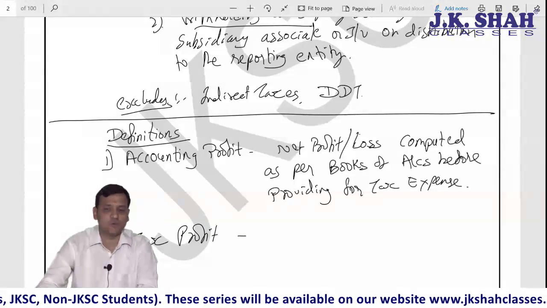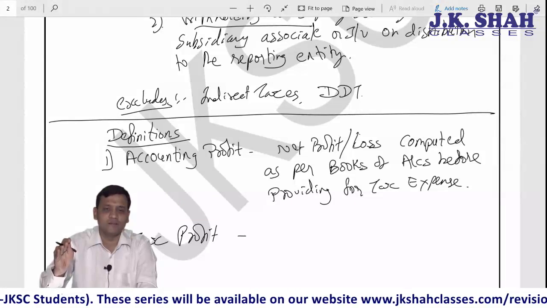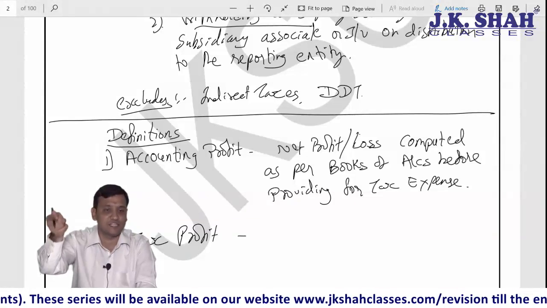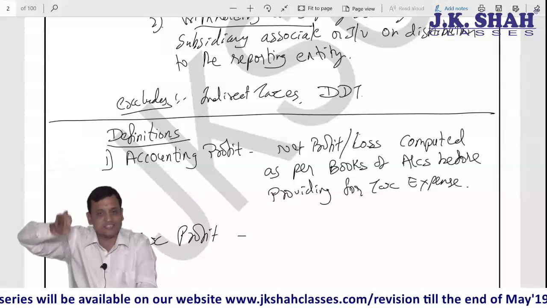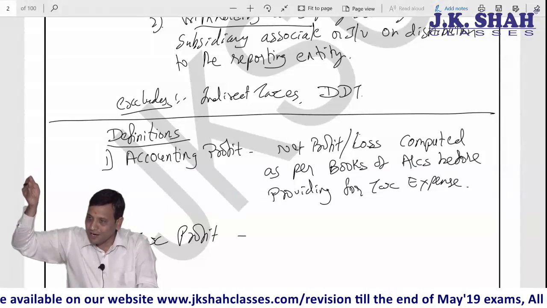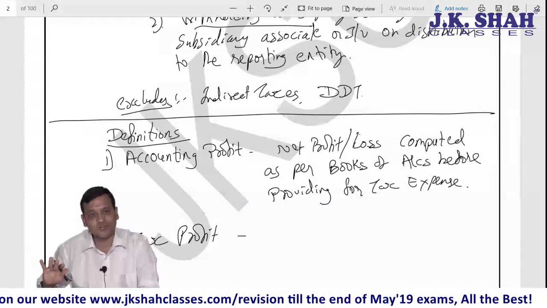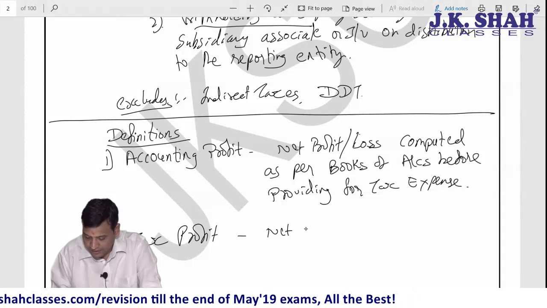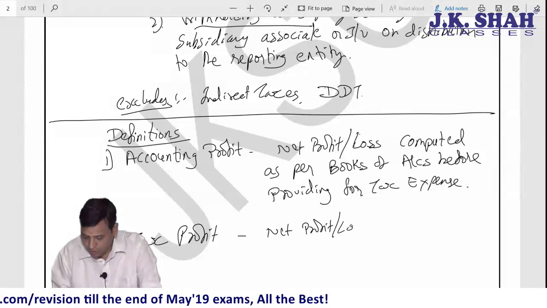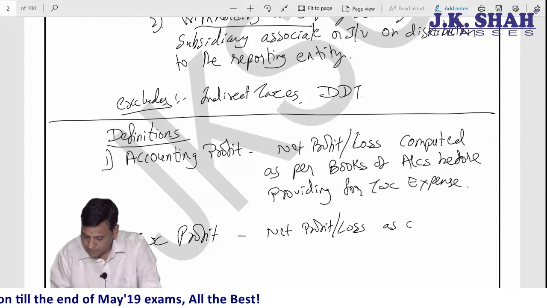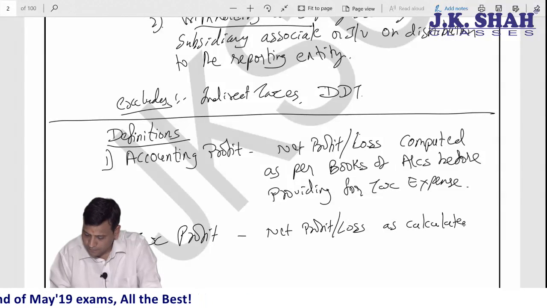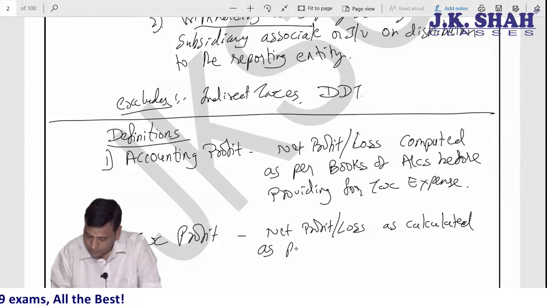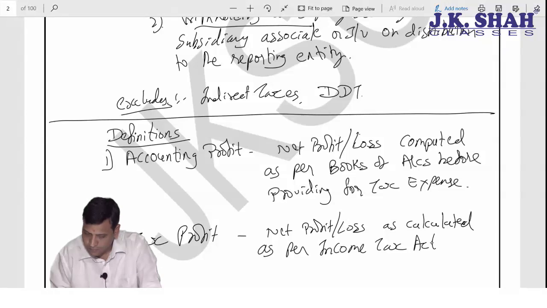So that is nothing but tax profit. But I can say we prepare a P&L, but that P&L is memorandum in nature. When I say memorandum, means it is not part of my financial statements. It is not part of my accounting process. It is totally off the record. So that profit which is calculated, I can say net profit or loss as per Income Tax Act.